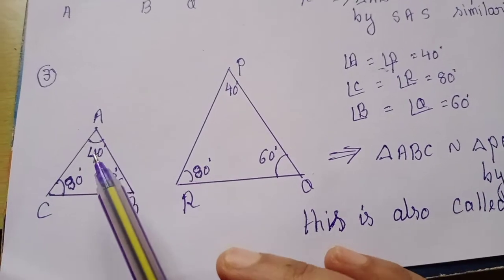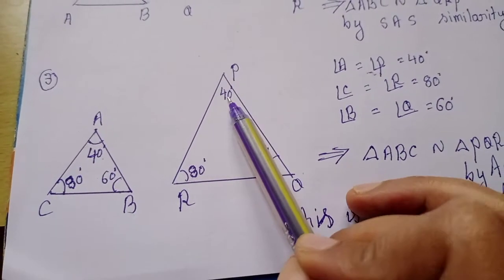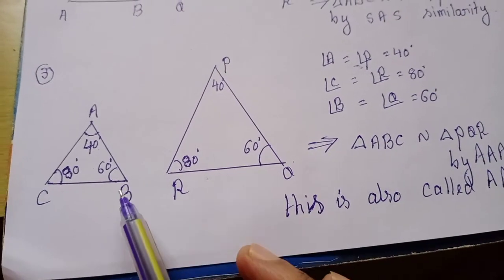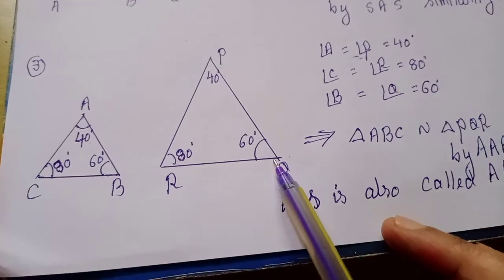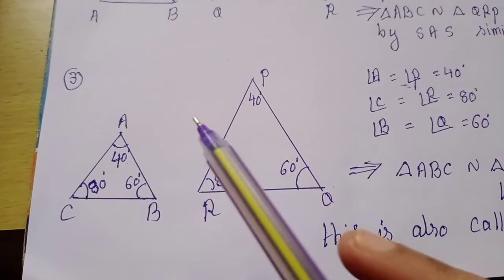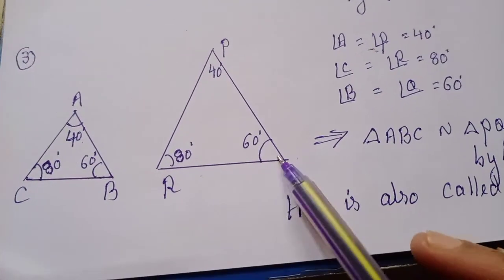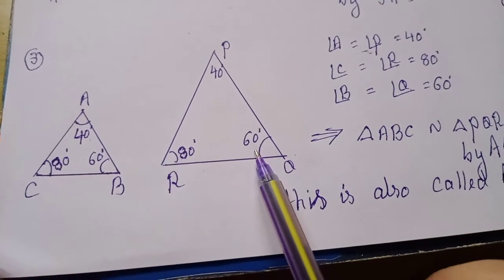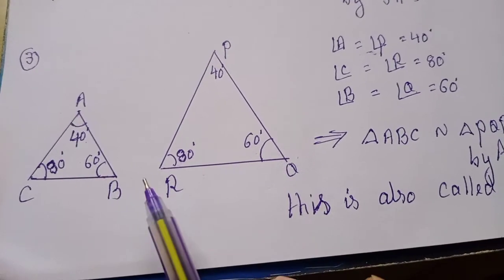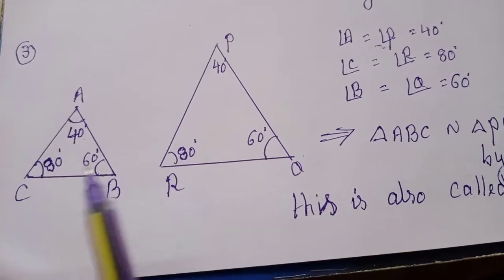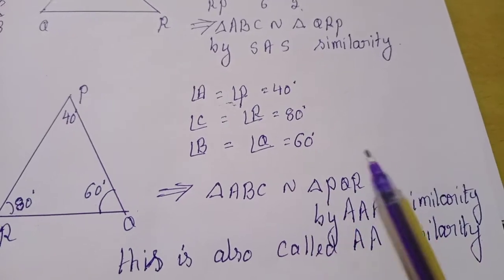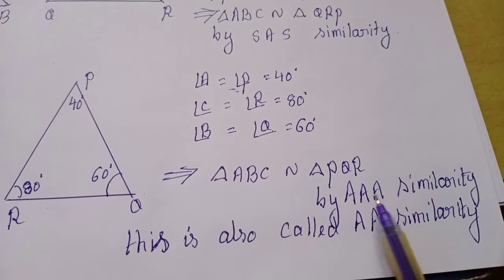You can observe here that angle P is 40 degrees. Angle C is 80, angle R is 80. Angle B is 60, angle Q is 60. So we can see that the three angles of this triangle are correspondingly equal to the three angles of this triangle. But are the shapes and sizes the same here? No. Shapes are the same but sizes are different, you can see. Therefore these two triangles are similar by AAA.